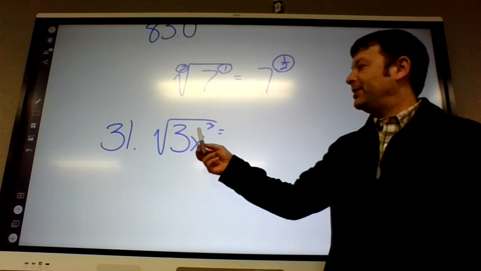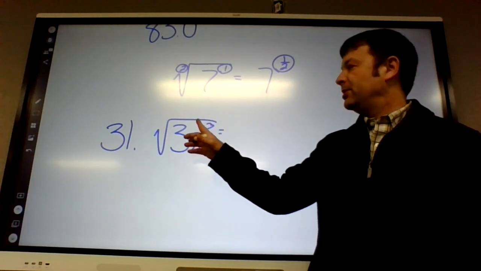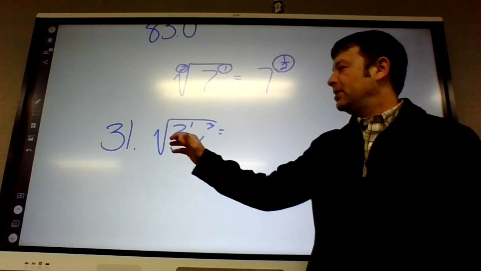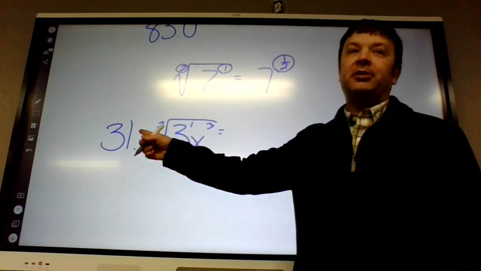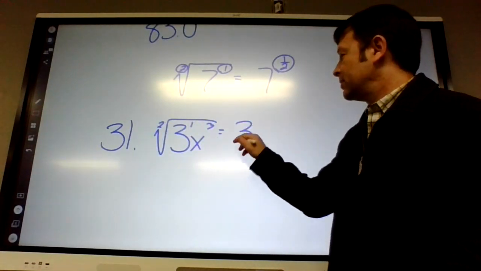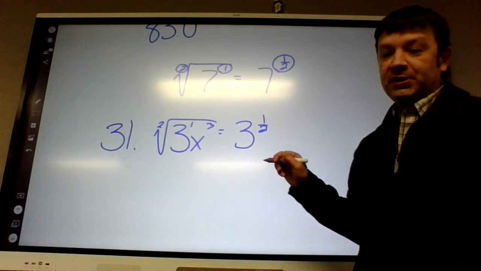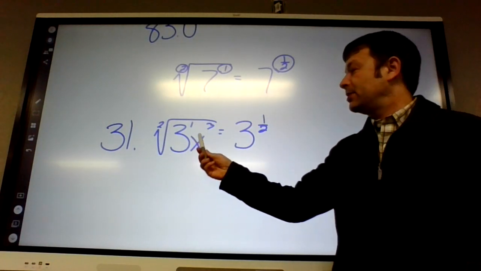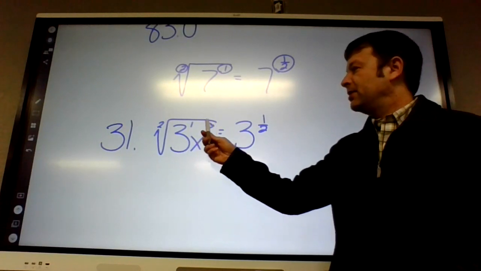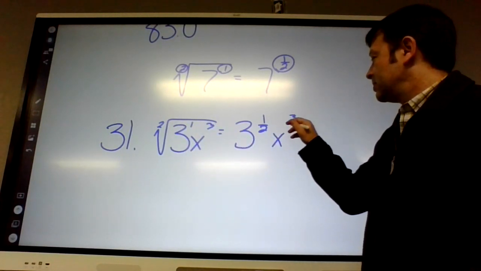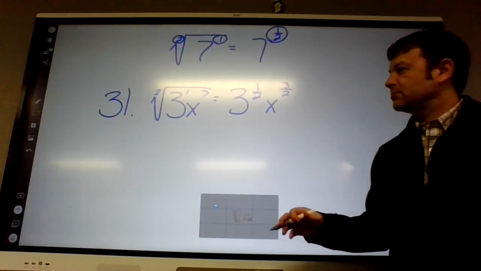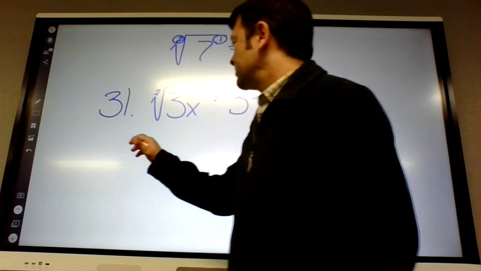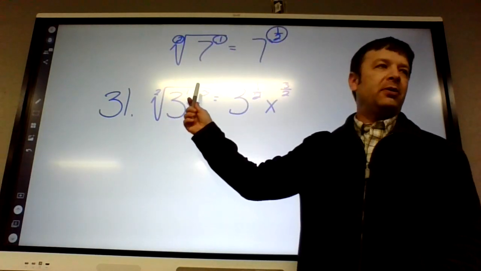Okay, so again, there's an invisible exponent on the 3. What exponent's on the 3? Okay, what's the root? 2. Okay, so this is actually 31. This is 3 to the 1/2 times, now I'm not going to put a times symbol though, we'll just put it next to each other. X to the 3/2. Correct. Okay, we're just putting the power over the root.